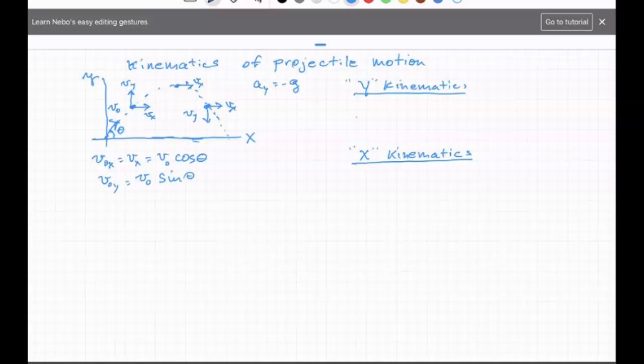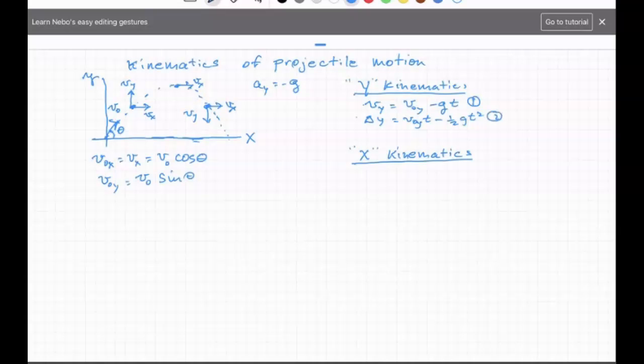Our first equation is the final velocity in the y direction is equal to the initial velocity in the y direction plus the acceleration times the time. So we write that as v sub y equals v sub oy minus g times the time, and we label that equation 1. Our second equation is the change in y, or the displacement in y, is equal to v sub oy t minus 1/2 g t squared. That's equation 2.